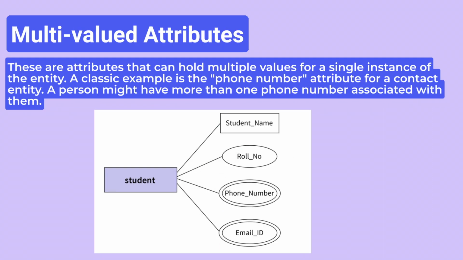Next, we have multi-valued attributes. These are attributes that can hold multiple values for a single instance of the entity. A classic example is the phone number attribute for a contact entity. A person might have more than one phone number associated with them.